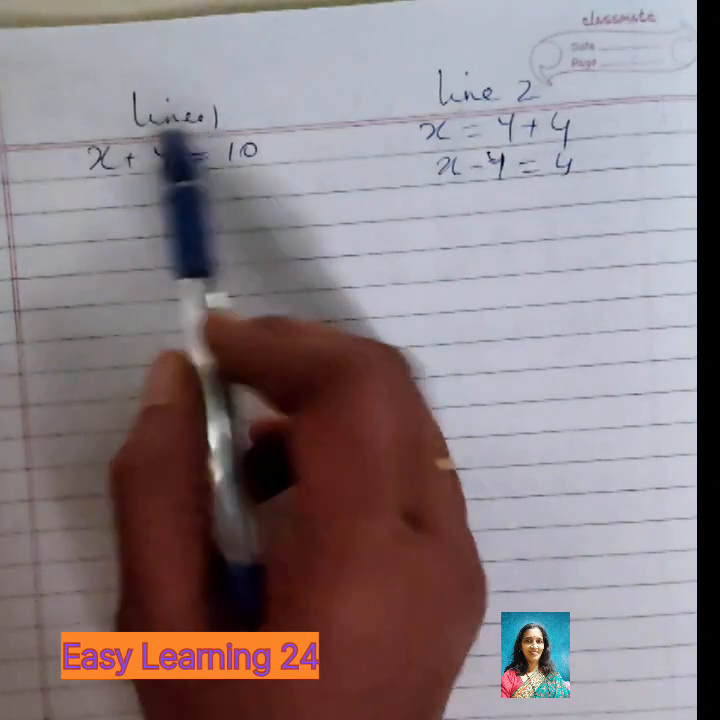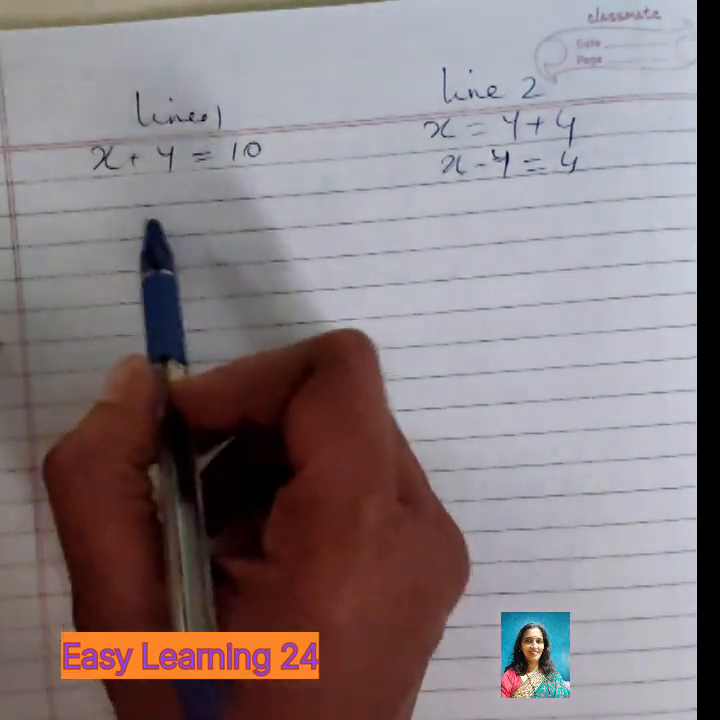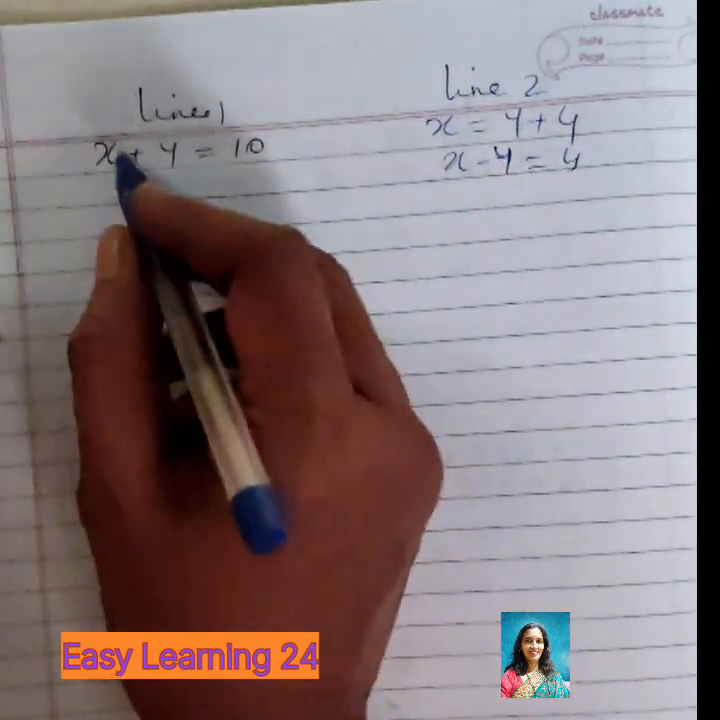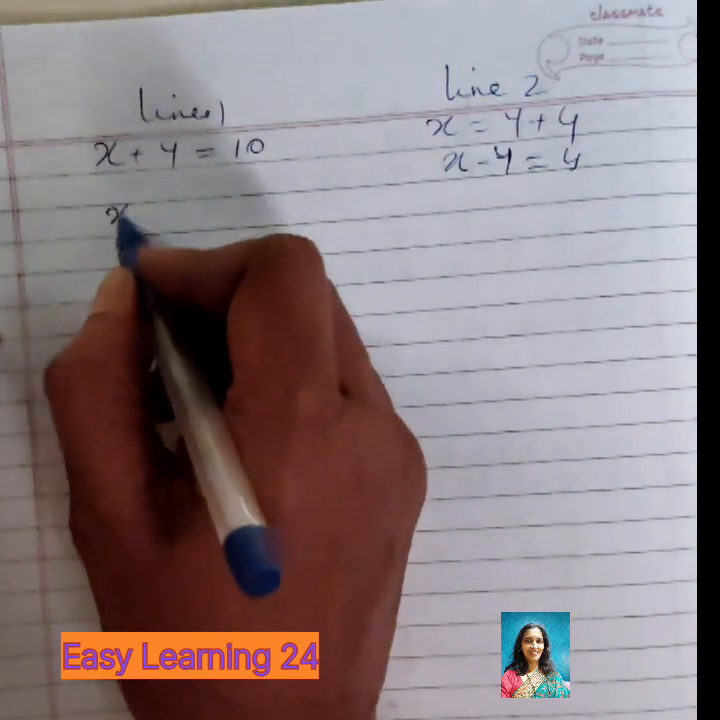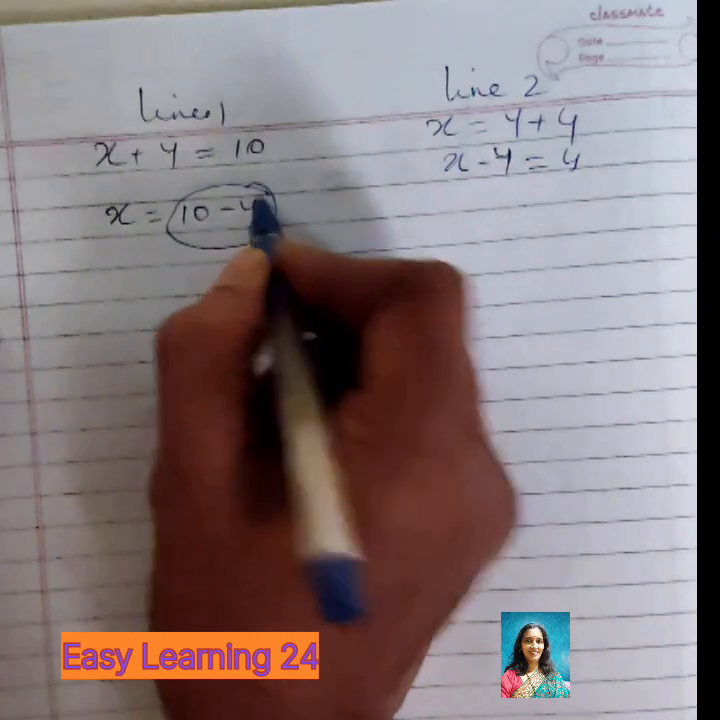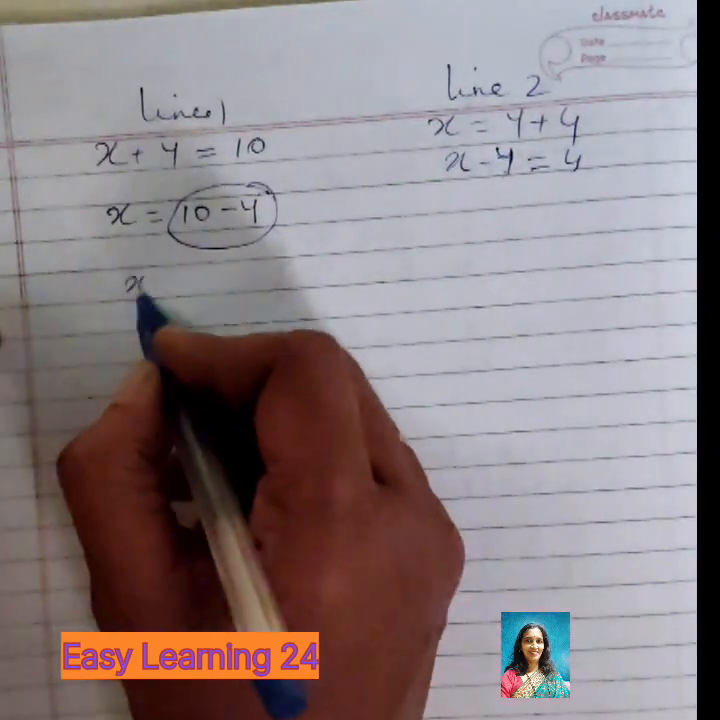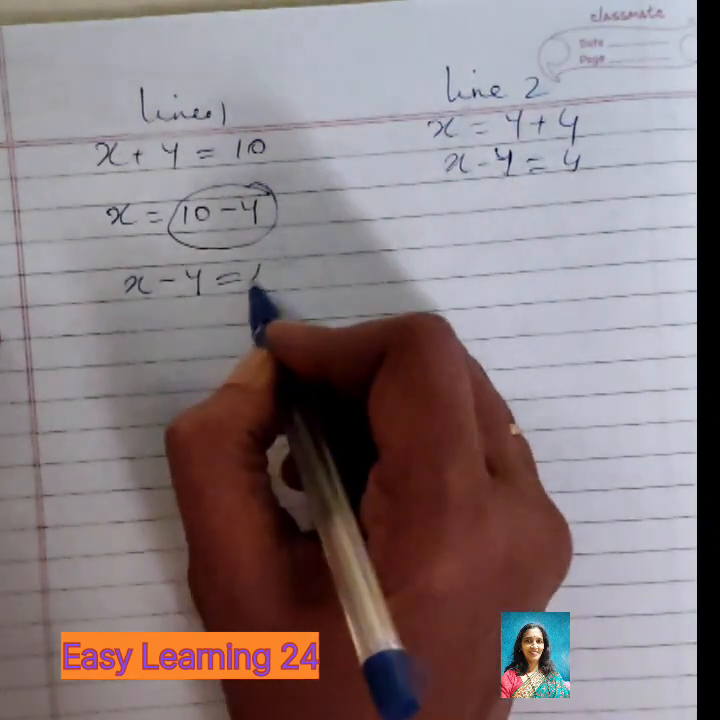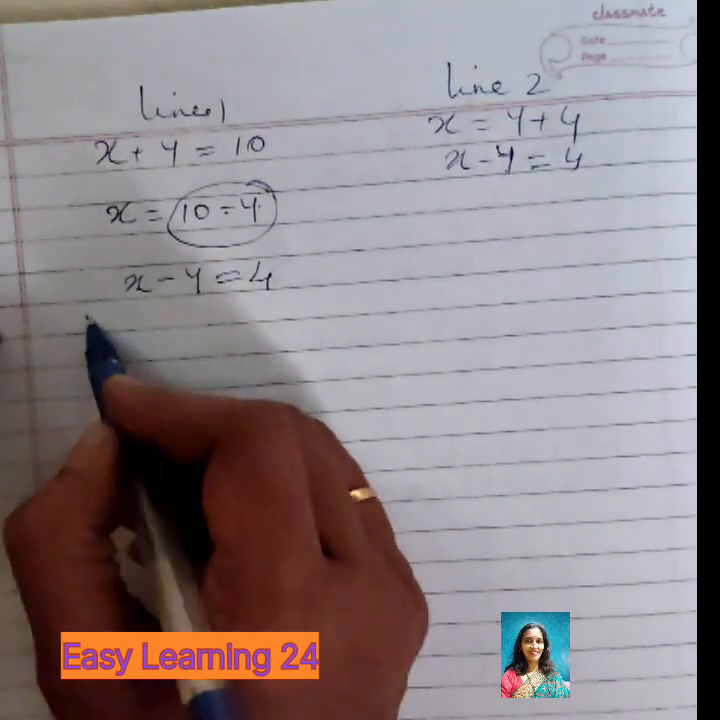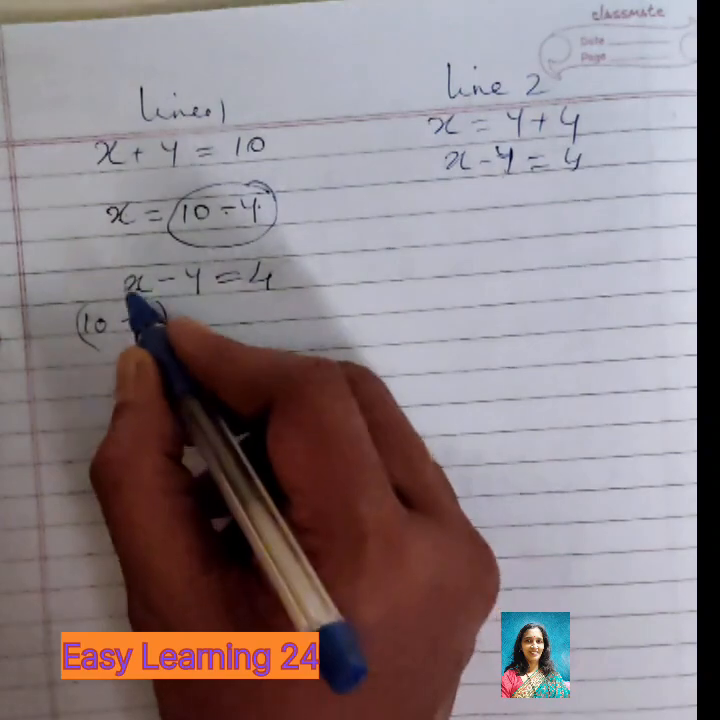So we have these two lines, line 1 and line 2. See, side by side we will find the values of x and y over here. So line 1 is x plus y. When x plus y is equal to 10, the value of x is equal to 10 minus y. We got this value of x. Okay. Now we will substitute it over here. Line 2: x minus y is equal to 4. So x is 10 minus y. So I'll put over here, instead of x, I'll put 10 minus y.